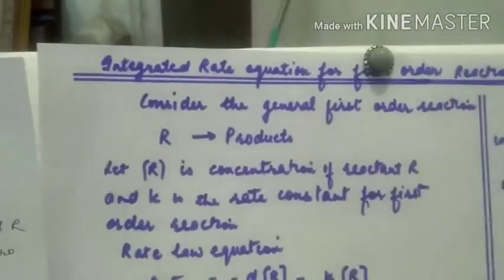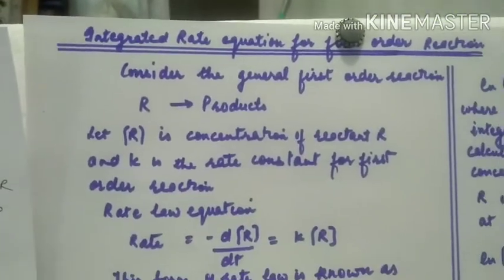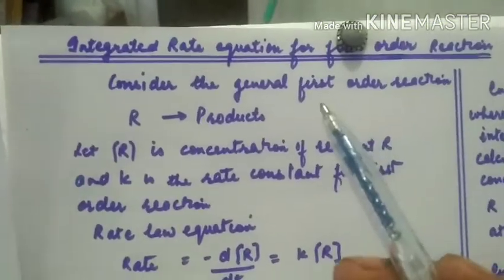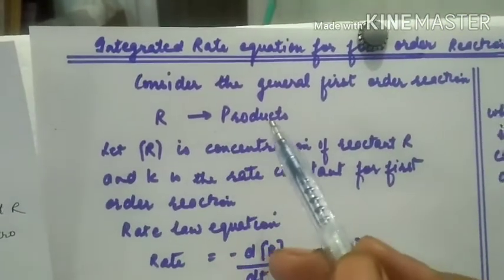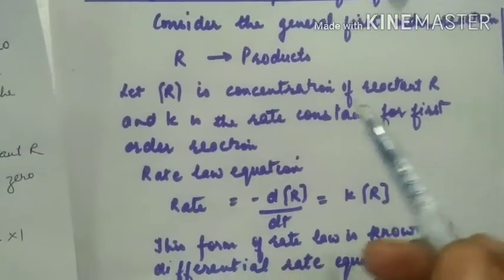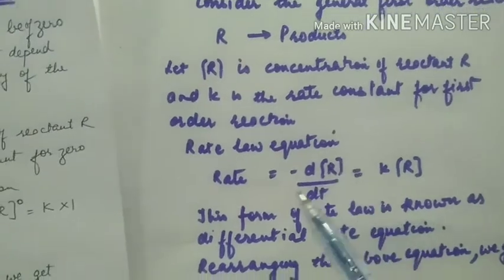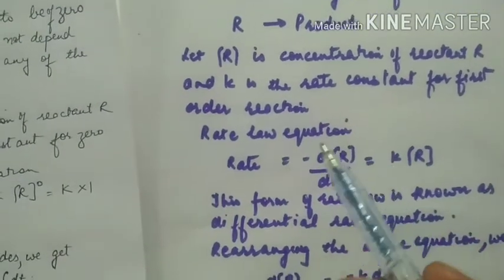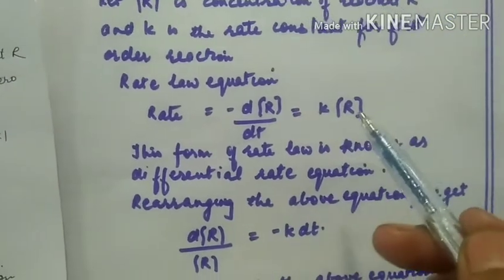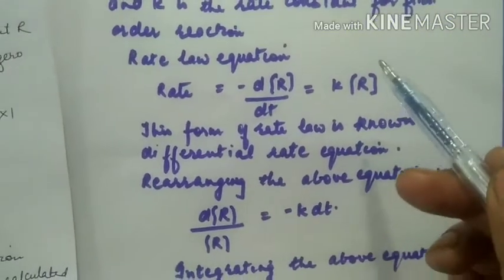Now next is the integrated rate equation for first order reaction. Let us again consider a general first order reaction. R changes to products, and [R] is the concentration of reactant R and k is the rate constant for first order reaction. Now the rate law expression says that rate is equal to minus d[R] upon dt is equal to k into [R] raised to power 1. Order of reaction is 1.